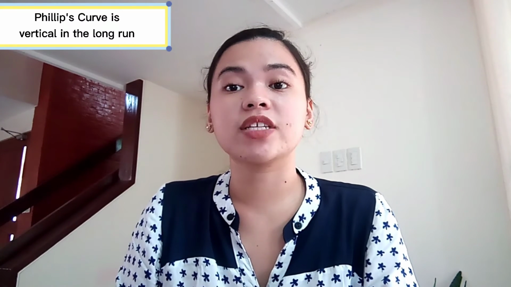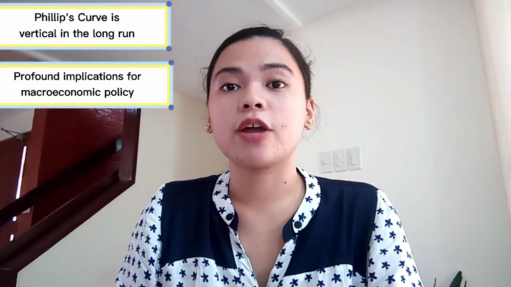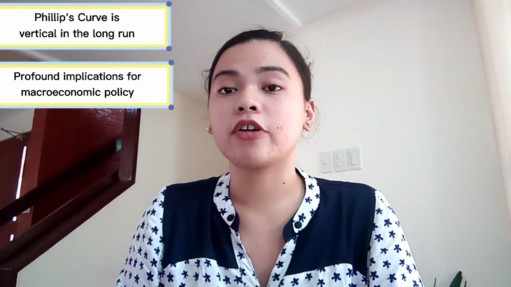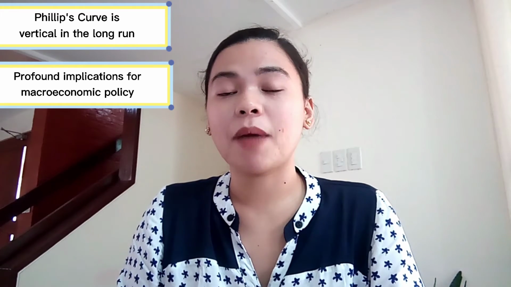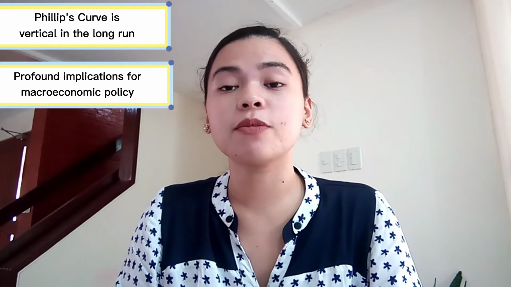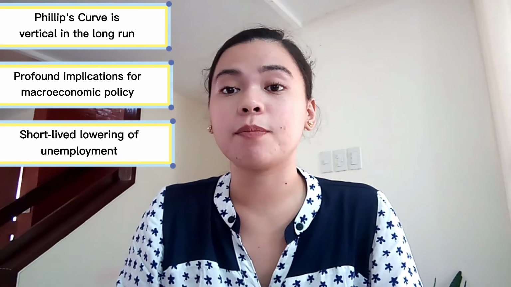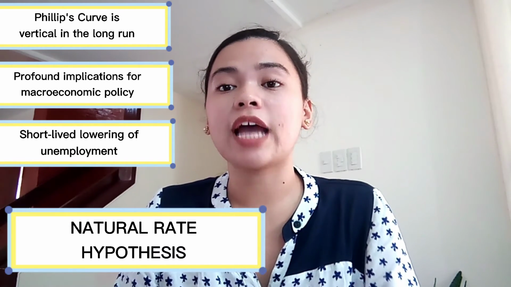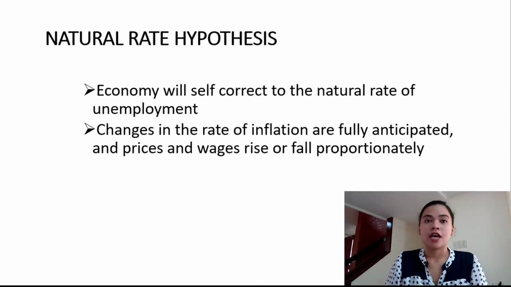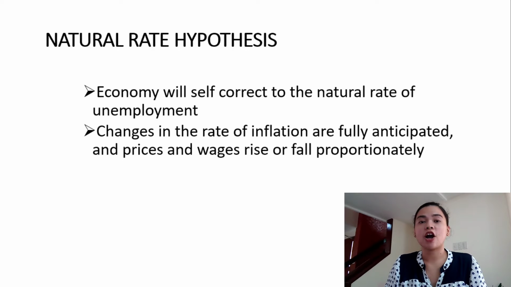If the Phillips curve is vertical in the long run, there are profound implications for macroeconomic policy. Expansionary monetary and fiscal policies can at best produce a short-lived lowering of unemployment. This is the so-called natural rate hypothesis. The natural rate hypothesis argues that the economy will self-correct to the natural rate of unemployment.